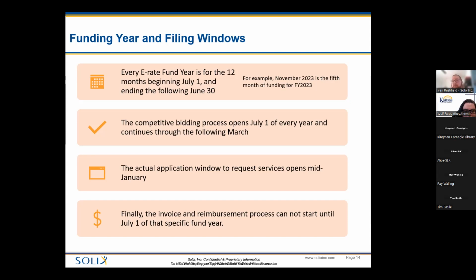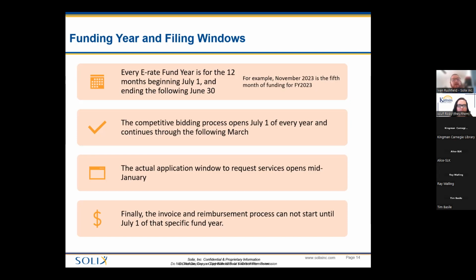Now, the competitive bidding process, actually requesting things, that's been open since July 1st. That always opens July 1st of that year. And you have to put out those requests for bids before you can do anything. Now, even though we can request bids for services, we cannot actually apply for anything just yet because the filing window for filing the actual application doesn't open until mid-January, and it closes sometime in March. So we have around 2 months to actually file applications, the actual request for services, once we've chosen a vendor and all of that.